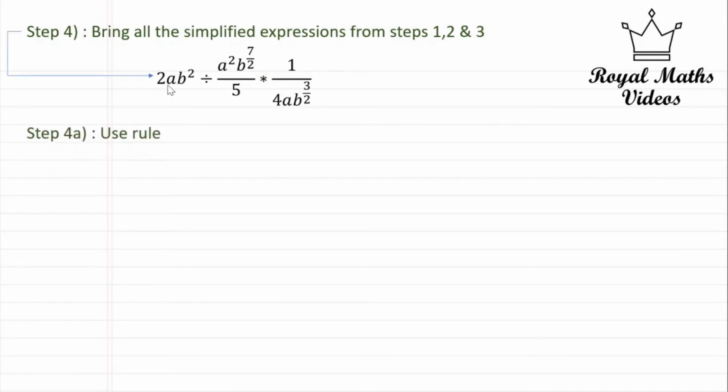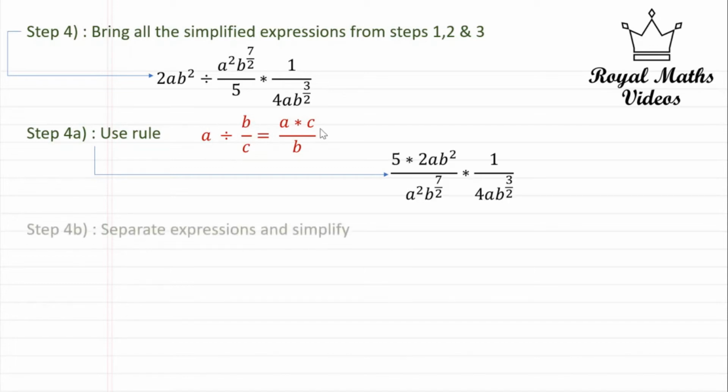Now what we can do for step 4 is bring together all the simplified expressions from steps 1, 2 and 3. So here we now have 2ab squared divided by a squared times b to the power of 7 over 2, over 5, times 1 over 4 times a times b to the power of 3 over 2. Now, for step 4a, we need to use the rule a divided by b over c essentially becomes a times c over b. So these two become multiplied and then divided by this expression here.